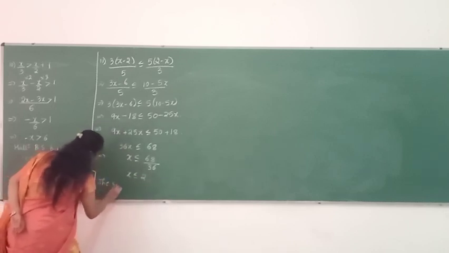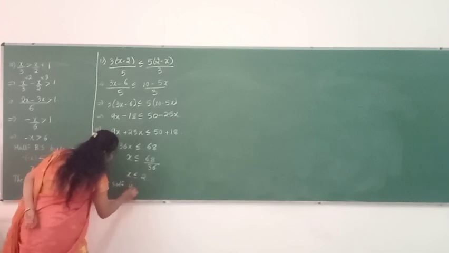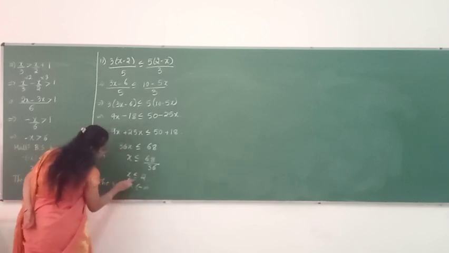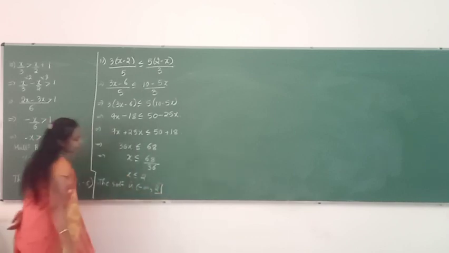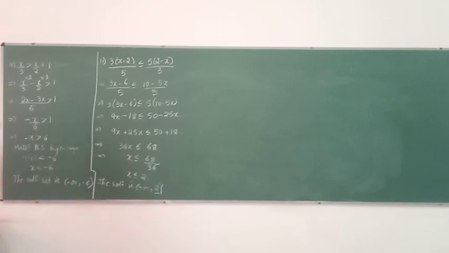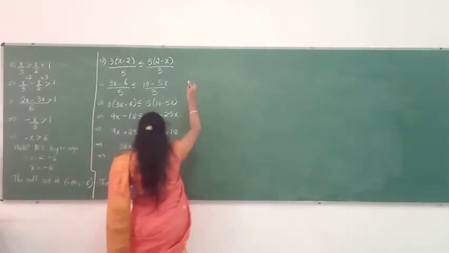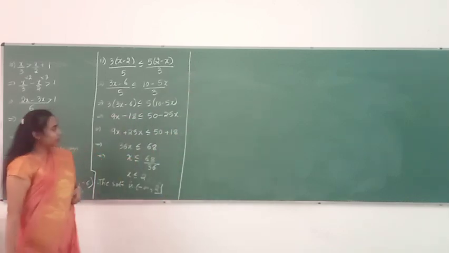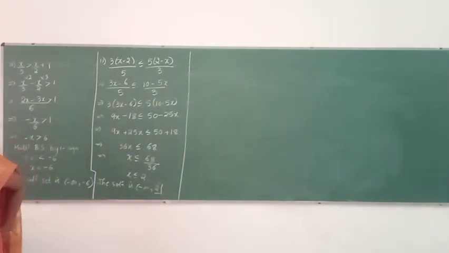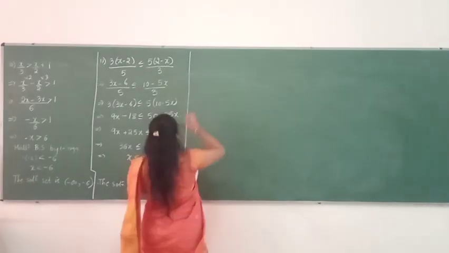Therefore, the solution set is minus infinity, and because it is less than or equal to, with the equal to sign, 2 will be enclosed with a closed bracket. So it will be from minus infinity to 2. Is it clear? Hope you have understood. Now let us move on with the next problem. I think for the 12th one I already told you all how to solve, yes, in the previous video. So now I will be moving on with the 13th problem.